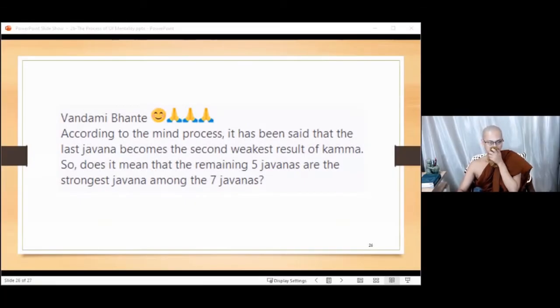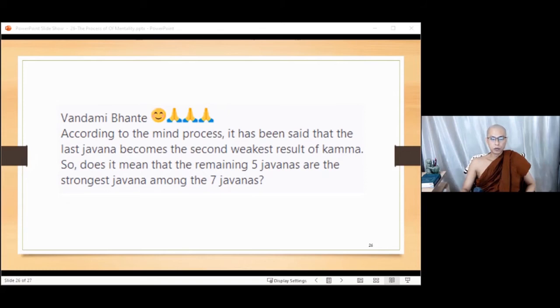Vandami Bante, according to the mind process, it has been said that the last javana becomes the second weakest result of karma. So does this mean that the remaining 5 javanas are the strongest javana among the 7 javanas?